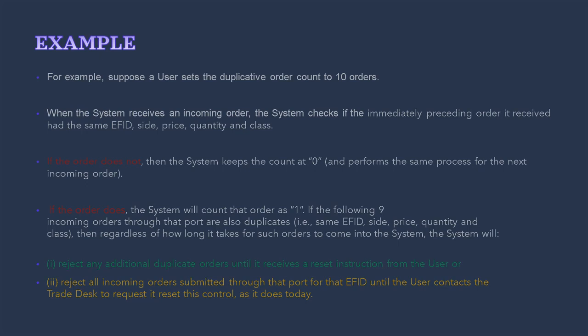If the following 9 incoming orders through that port are also duplicates, so the first order will be counted as 1, for example, with the same EFID, side, price, quantity, and class, then regardless of how long it takes for such orders to come into the system, the system will, number one, reject any additional duplicate orders until it receives a reset instruction from the user, and number two, reject all incoming orders submitted through that port for the EFID until the user contacts the trade desk to request it reset this control, as it does today.